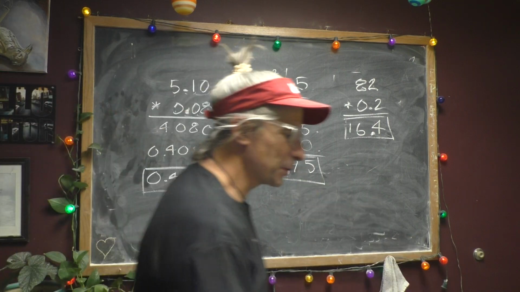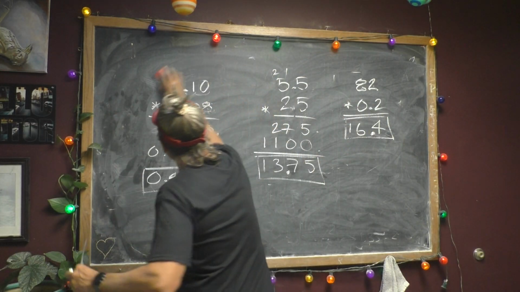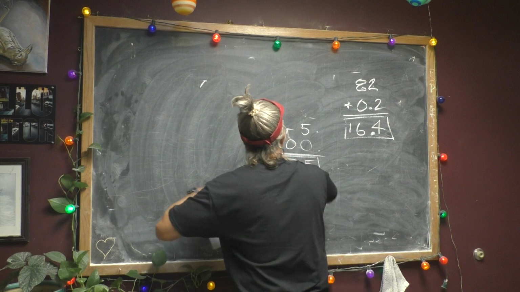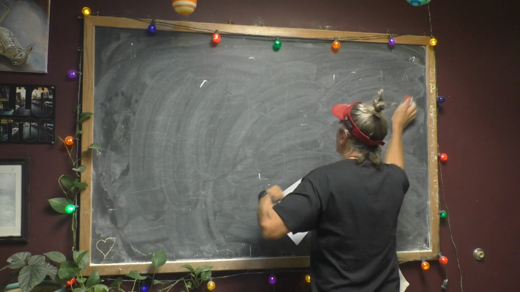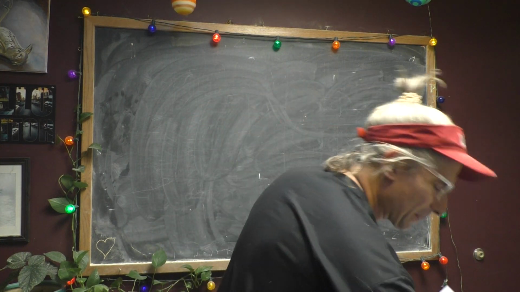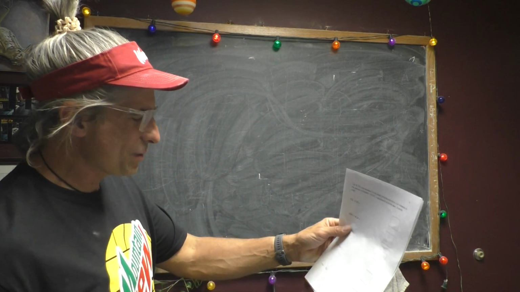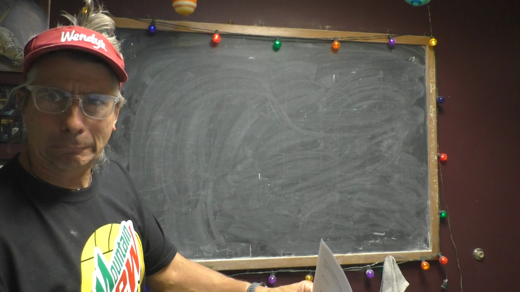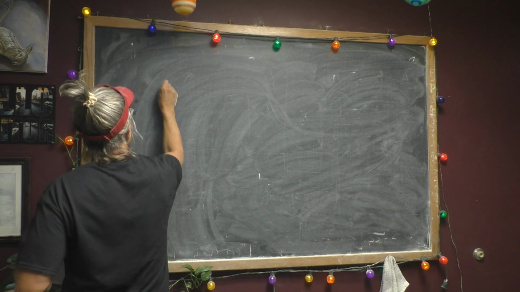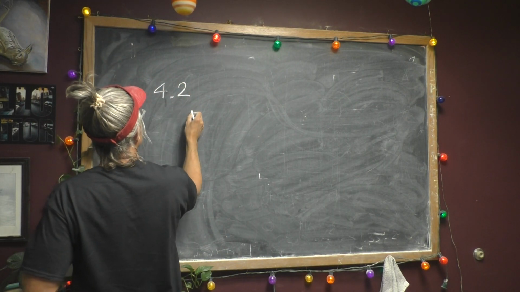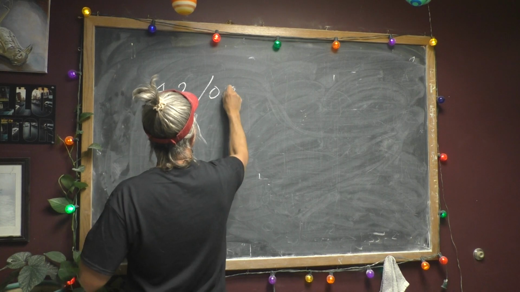Cool. That was multiplication. Division, we've already done a couple of these, I think, in the previous problems when we had to convert fractions to decimals. So these are going to be similar. They look a little bit uglier, though. We've got 4.2 divided by 0.8.